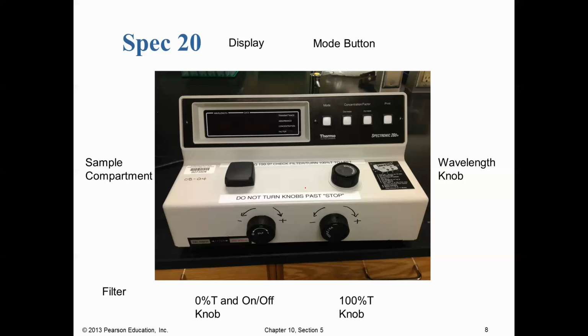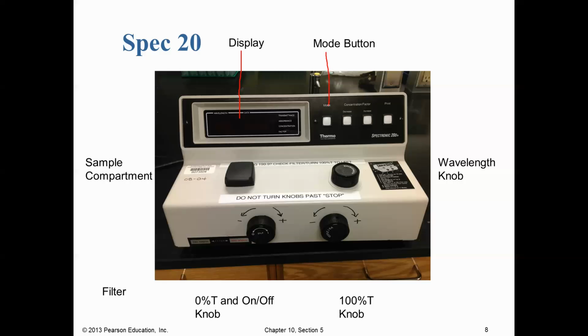So let's talk about the Spec 20. This is our spectrophotometer. As you can see, it's pretty old school, but heck, they're good workhorses and they still work. Right here we have our display for the unit. You're going to see numbers read out on this display. It's a digital display. Old school ones actually had a needle. Those were crazy, but we have the slightly less old school model right here, which has a digital display.